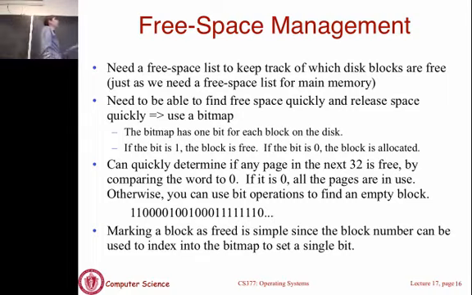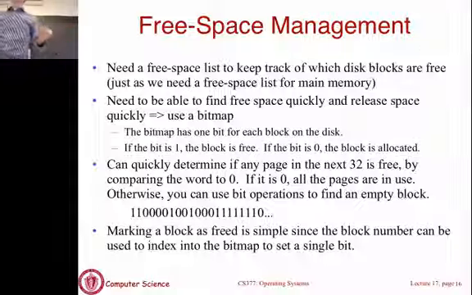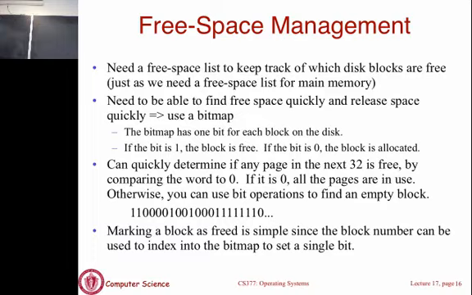The typical way to find a new block in this approach is to take chunks of 32 of these bits. 32 bits is an int, so your computer can take 32 of those bits and compare it to 0, and that will tell you if all of the pages are in use or if there's at least one free page. Once you find a chunk that has at least one free page, you go into that 32-bit chunk and look for the bit that is 0. Once you find a bit that's 0, that tells you, here's a page that I can now allocate, and then you just flip the bit.